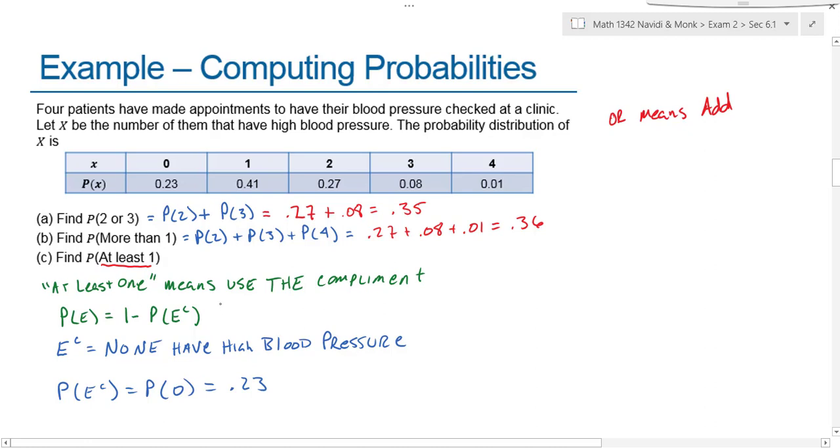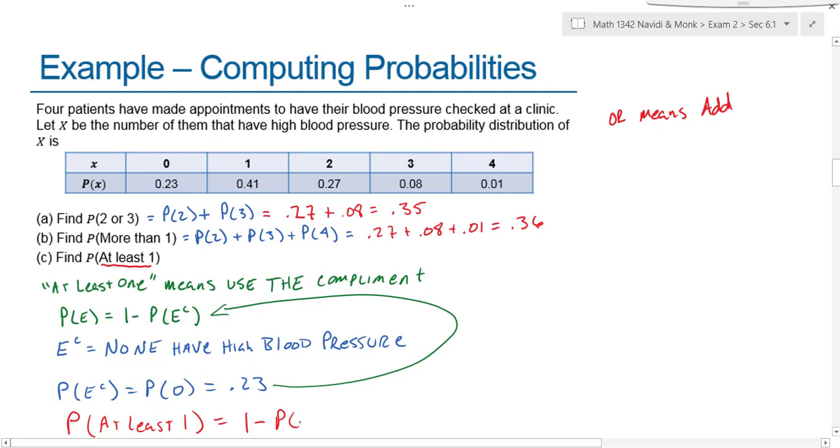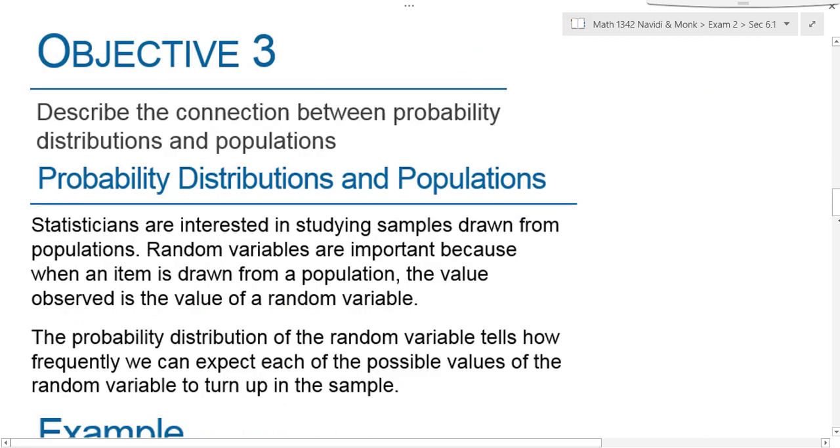So now I go back to this thing right here. This 0.23 is what gets plugged in right here in the formula. So the probability that at least one has high blood pressure is going to be equal to 1 minus the probability that none of them have high blood pressure, and that's going to be 1 minus 0.23. And what is 1 minus 0.23? 0.77.